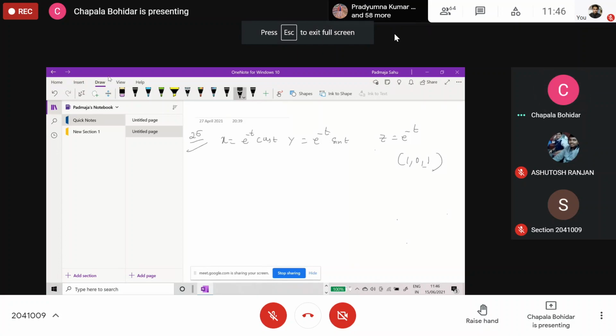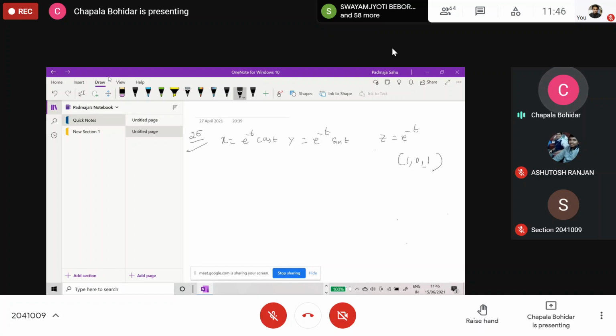Then 13.3, sorry, 13.3, arc length. The formula for the curvature. The curvature or length. The question is the curvature of the curve.